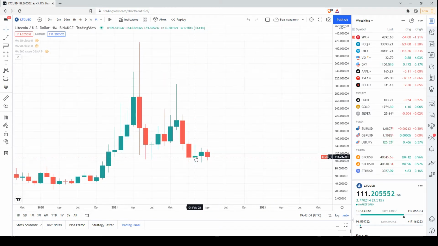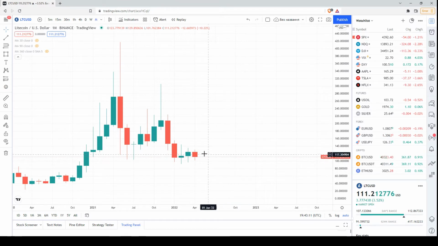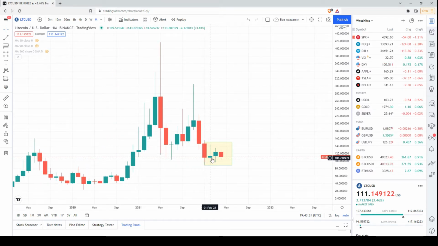But in February, a small doji candlestick formed, and after that, we see some kind of consolidation. Why? Because if we have a look at these candlesticks, they have descending maximums and descending minimums. But now, here we have a sequence of candlesticks with maximums at a similar level and minimums at a similar level, and it's obvious that the bodies of these candlesticks are relatively small and they're moving sideways.